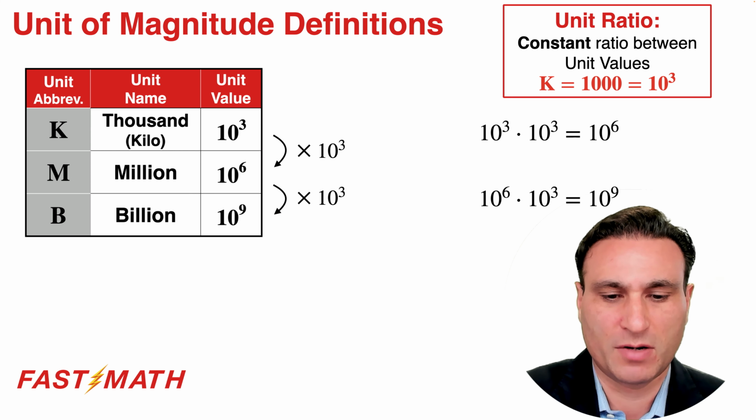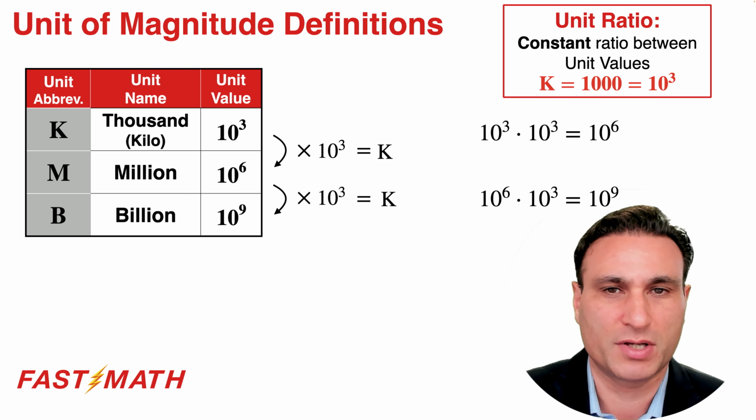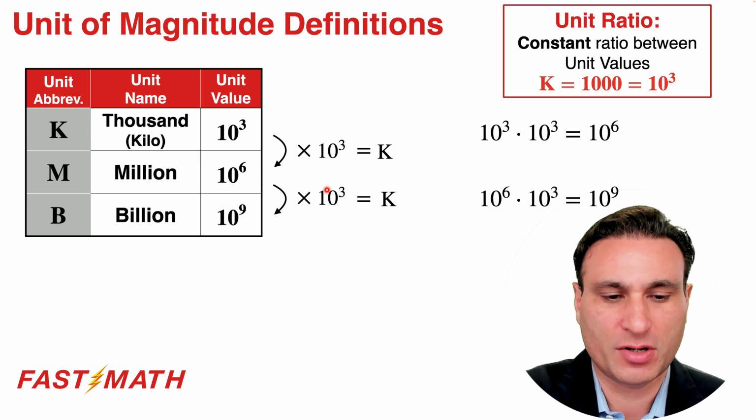These facts are represented by these equations using exponents. But we want to use abbreviations. 10 to the third is equal to 1,000 and has the abbreviation K. So these 10 to the thirds are equal to K. And the fact that K is the abbreviation for 10 to the third or 1,000 is one of the most important things in this video. Removing the 10 to the thirds and just using the abbreviation K, we have this.